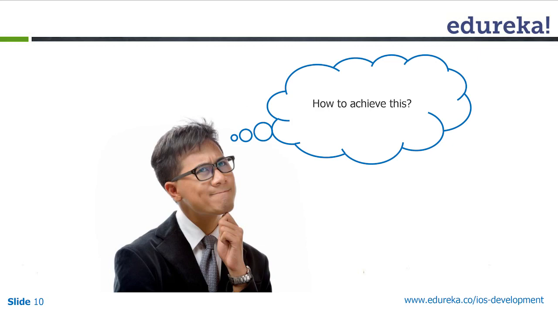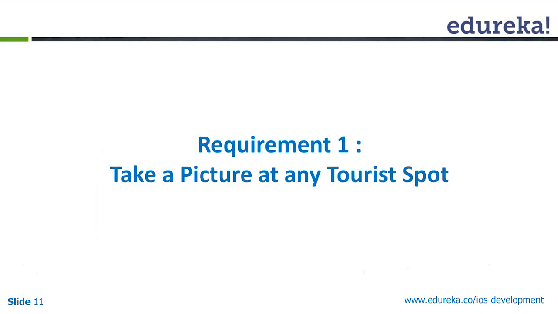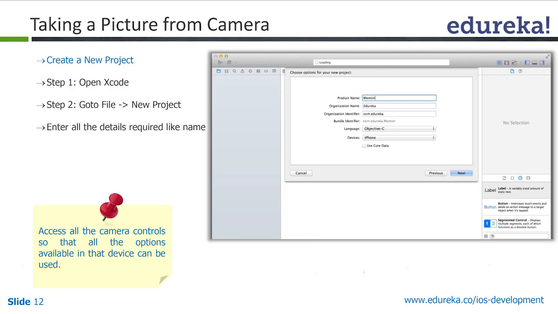So how to achieve this? You have a Mac, you have Xcode, and you have to develop an application that has all these features. Let's talk about the first requirement, which is taking a picture at any tourist spot. To do that, the first thing is that we have to create a new project. Xcode is our main IDE. You will develop any iOS application using Xcode itself.